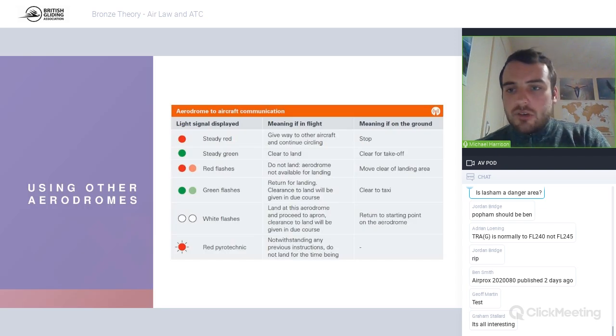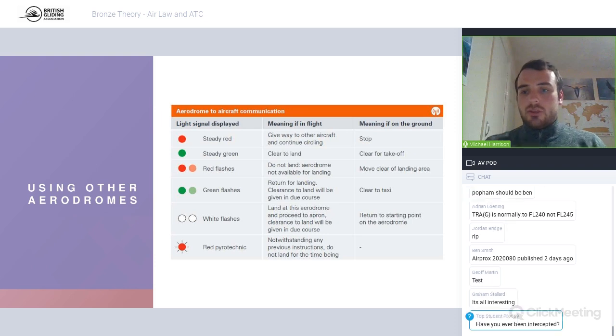Right, using other aerodromes. We've got two more things to talk about. Have I ever been intercepted? No, I haven't. Luckily. Two more things to talk about. That's interception, using other aerodromes, and then finally reporting procedures. So we're going to cover using other aerodromes first.